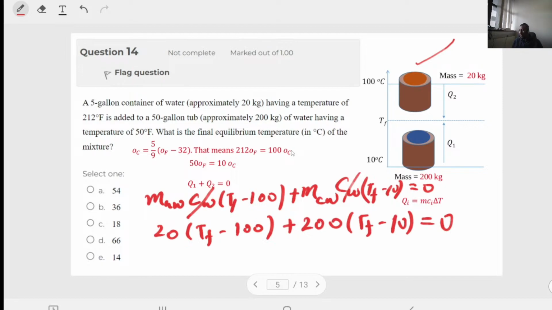Solve for T final, basically. Okay, if I divide by this, what do I get? That 0 goes, that is 1, that would be 10. I could write that T final minus 100 plus 2 T final minus 20 must be equal to 0.